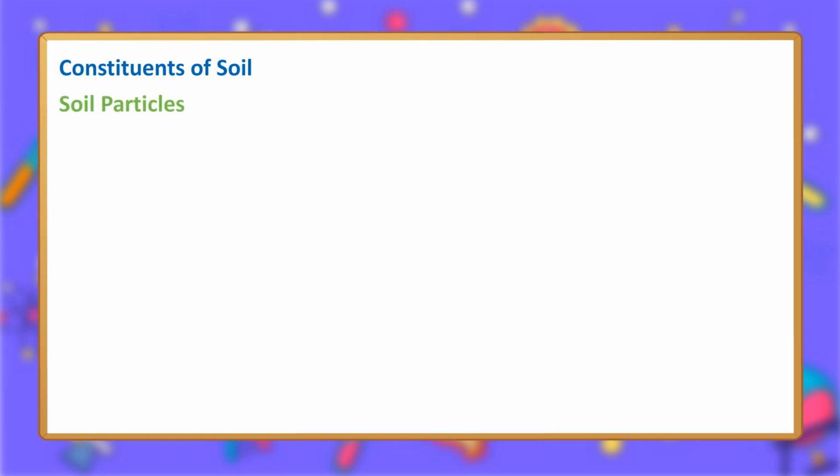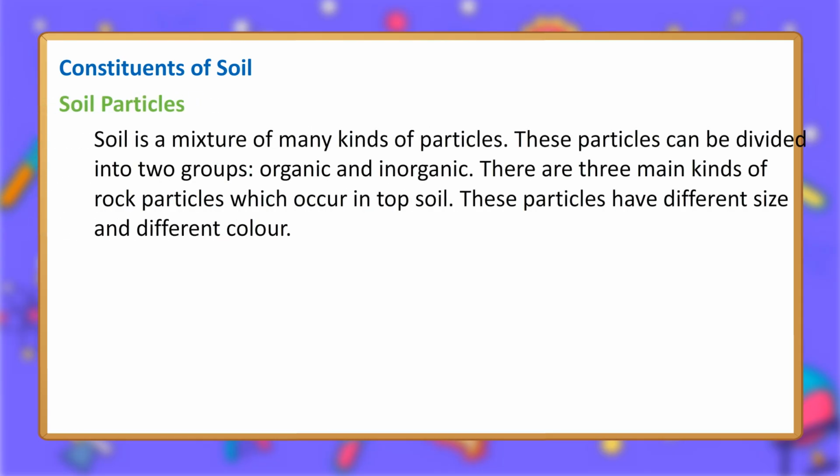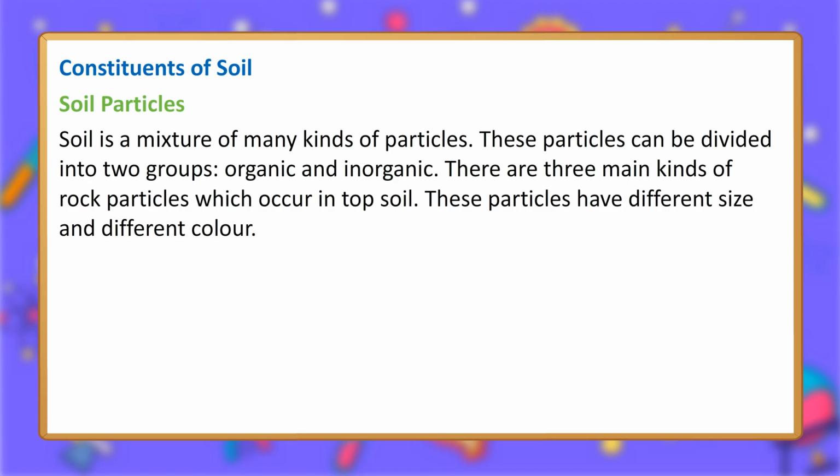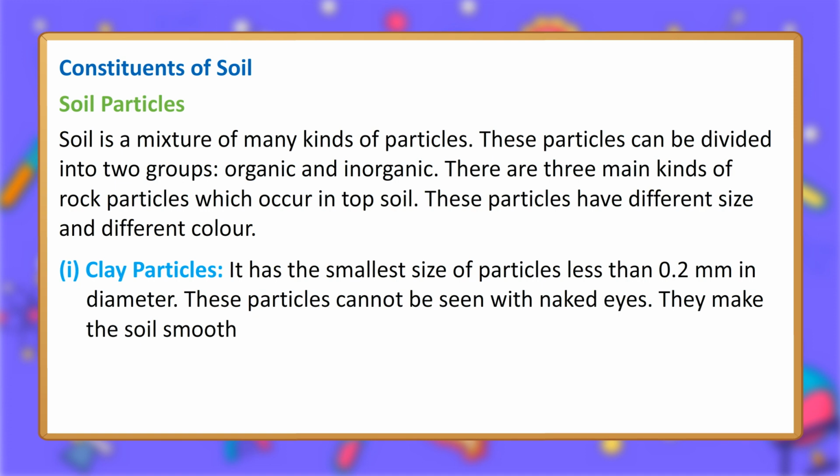Constituents of soil. Soil particles. Soil is a mixture of many kinds of particles. These particles can be divided into two groups, organic and inorganic. There are three main kinds of rock particles which occur in topsoil. These particles have different size and different color.